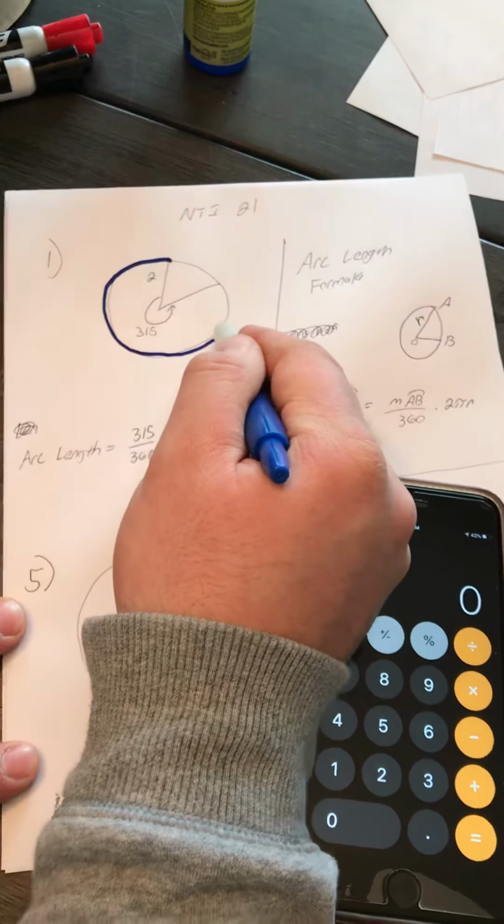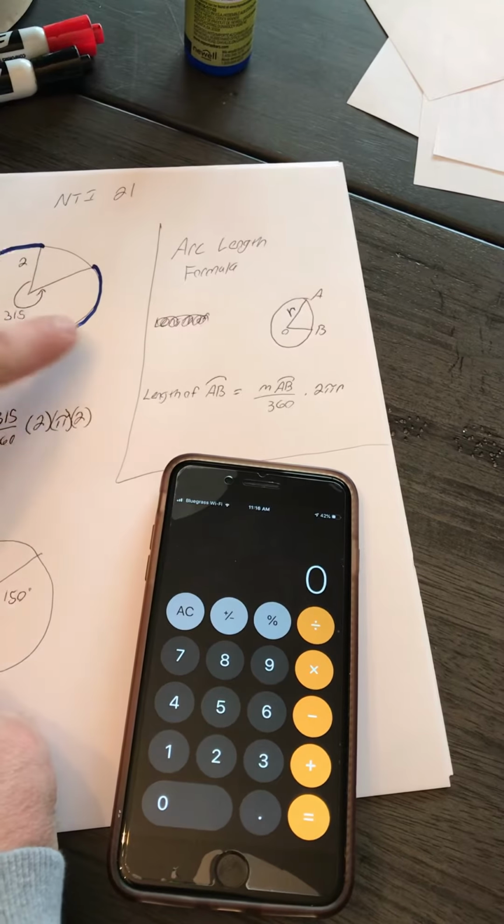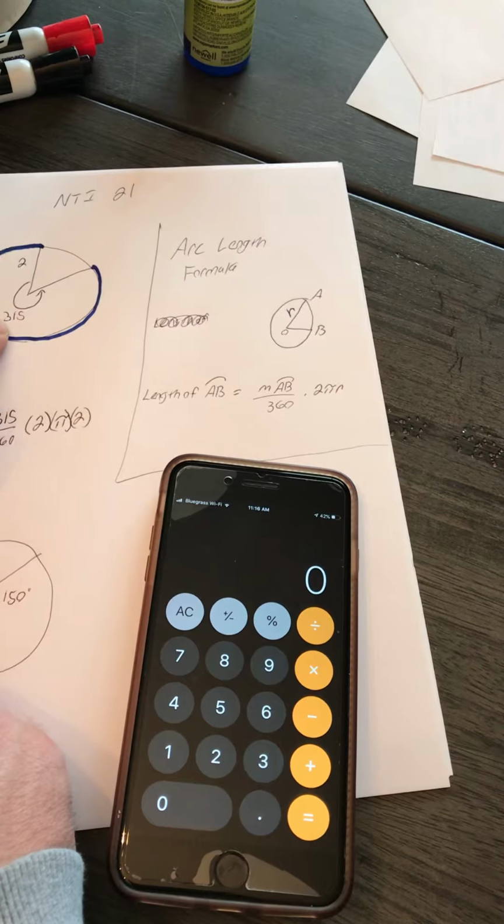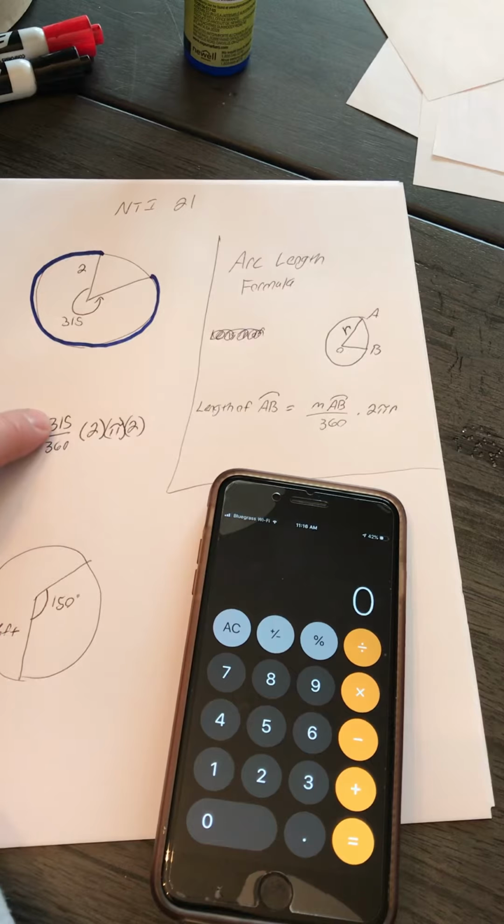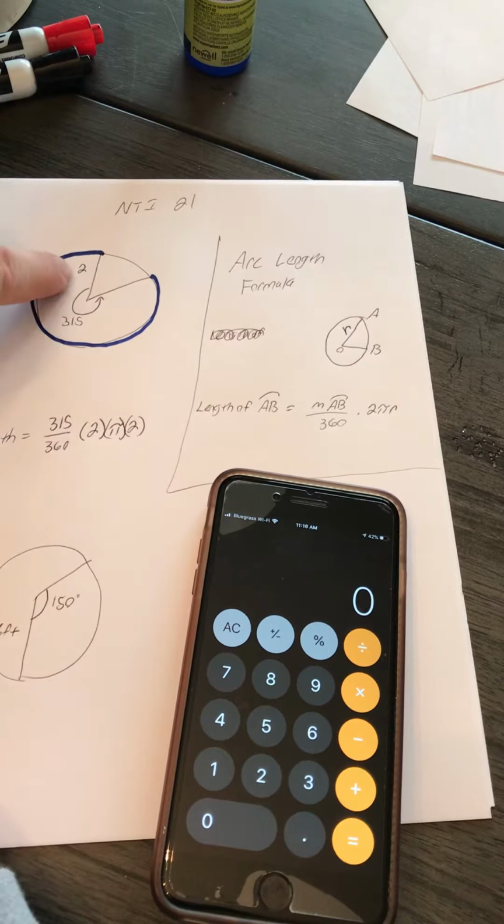So on this one, this isn't too bad. You can do it all in a calculator. You take the measure of angle A, or the measure you're looking for. So the measure right here is 315 degrees. Okay, it's that one right there, 315. So it's going to be 315 divided by 360. That's part of the formula. Times 2 pi r, and in this case the radius is also 2. So this 2 is in the formula, this 2 is the radius, okay? So the radius was 2.